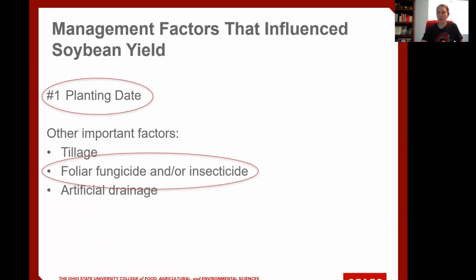So after we saw these trends come out of the paper survey, we wanted to take a closer look at these management practices on farm. So we established an on-farm trial that included planting date and foliar fungicide and insecticide application at the R3 growth stage. We weren't able to easily look at tillage and artificial drainage in on-farm research, so that's why we just focused on the planting date and then the foliar products in this study.